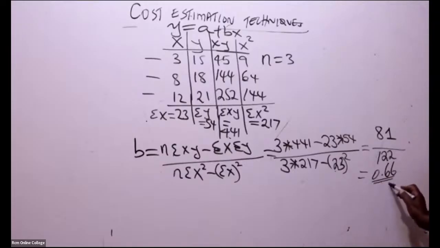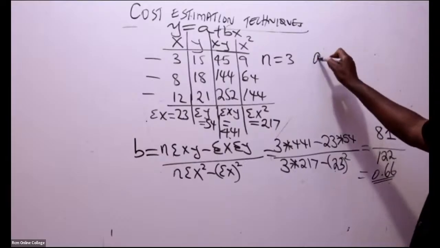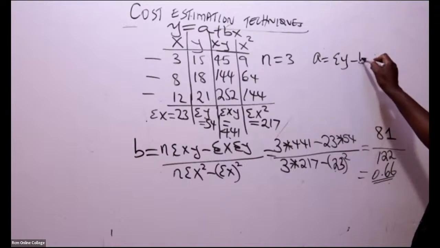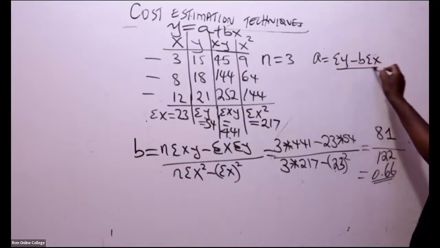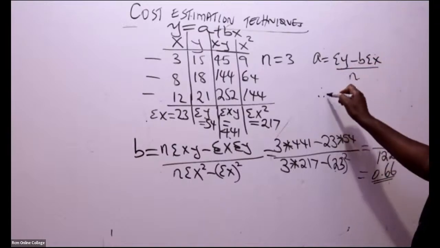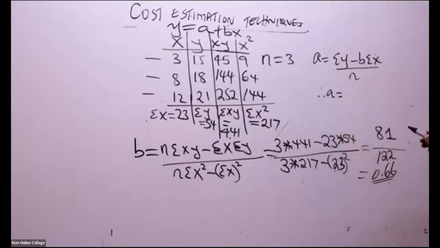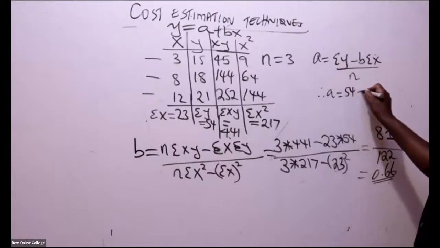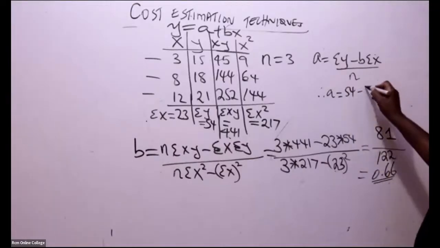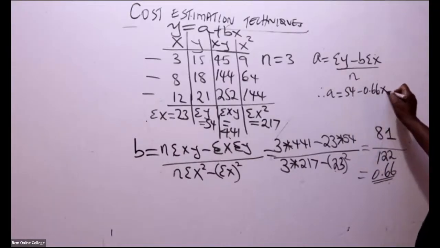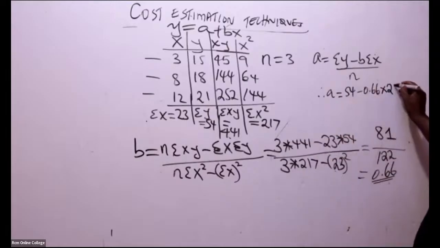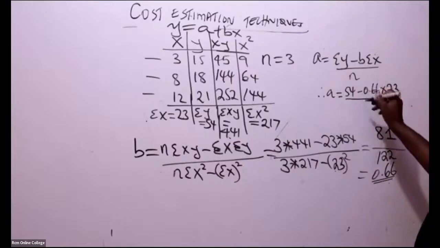Thank you so much. So from there, please go ahead and give us the value of A, which will be summation of y minus b summation of x all over n. Therefore, A will be summation of y, which we have, 54, minus the b that you have just gotten, 0.66, times summation of x, which here is 23, everything divided by our n, which is 3.